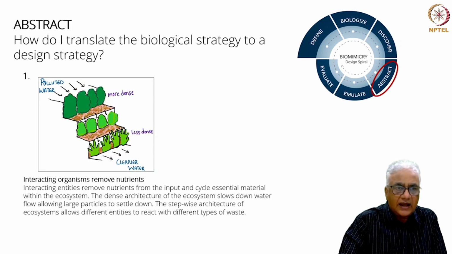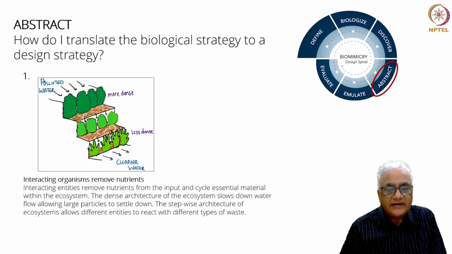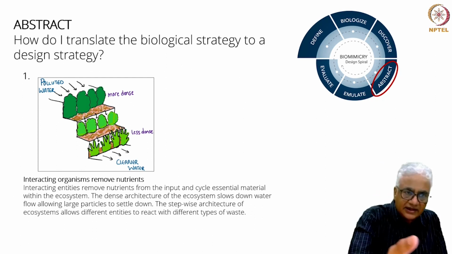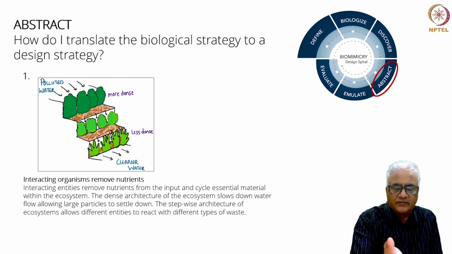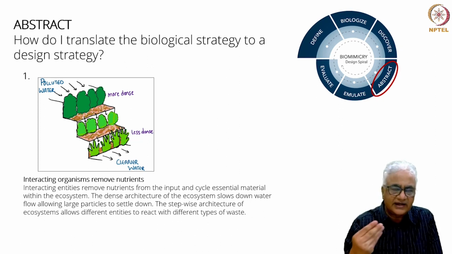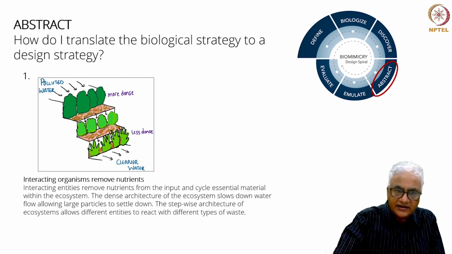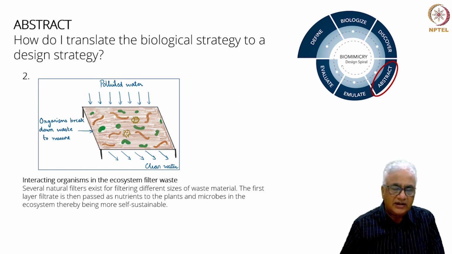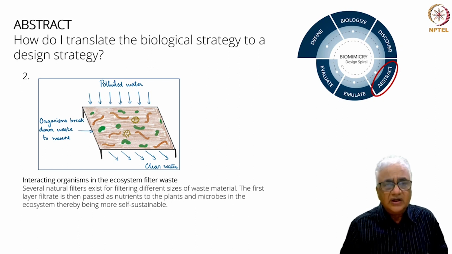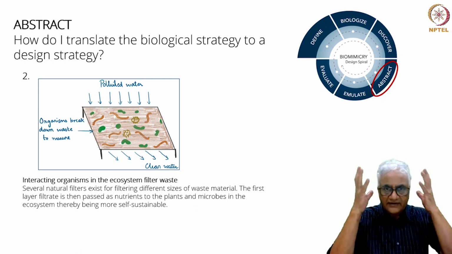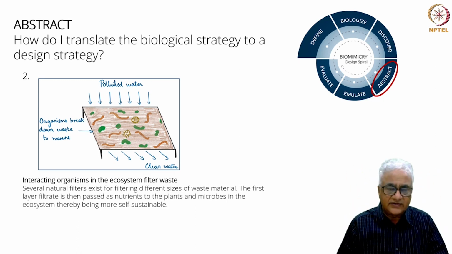So this is her discover. The next one is abstract. So how do I translate the biological strategy to a design strategy? So she has abstracted a design strategy. She's made some drawings, very clear. You look at this paragraph, and you'll start to understand how easy she's made the process of filtration. And she's done one more abstract to explain it even more deeply: how interacting organisms in the ecosystem filter waste. So her whole thing is about filtering, interacting organisms, etc.